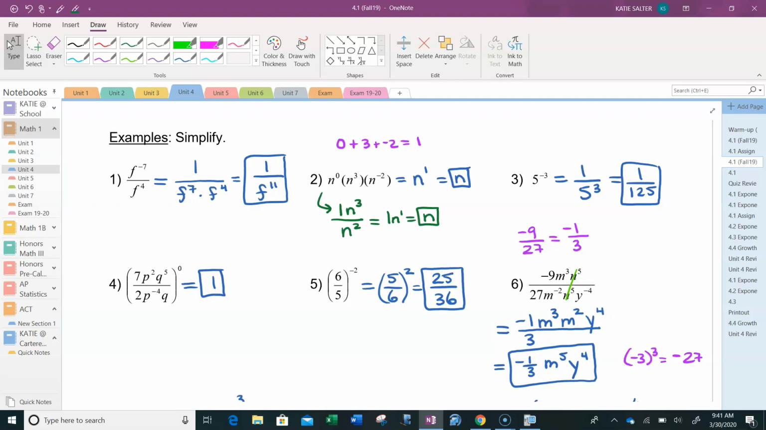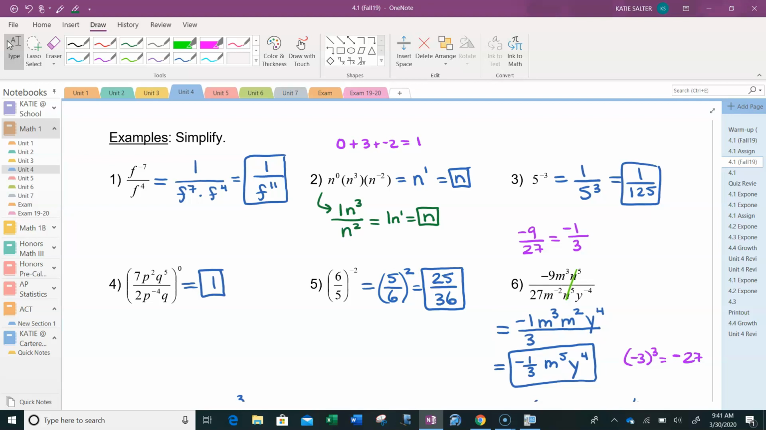And then for number 6, the last problem, remember, you're going to reduce your coefficients like you always have. 9 goes into itself 1 time, 9 goes into 27 3 times, and a negative divided by a positive is still negative. M cubed is going to stay right where it is. That m to the negative 2, I'm going to pick it up and move it upstairs. It becomes m to the positive 2. The n to the 5th reduce.